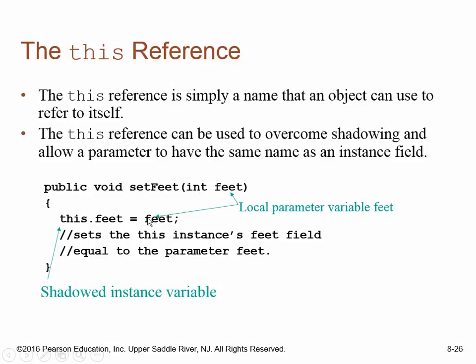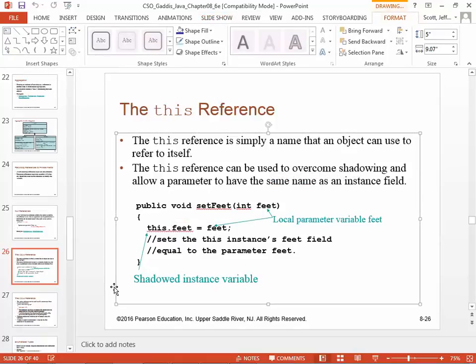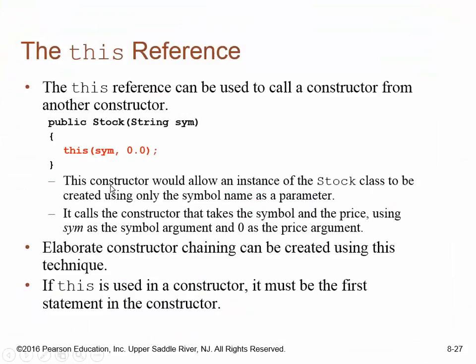So remember, if we have an instance variable defined up here someplace that says int feet, and we want to use the same name in here, we need to say this dot feet. In the line of code that we have right here, if we leave off the this dot, all it's going to do is take that copy and copy it to itself, not to the instance variable. You can use the this reference, as it says there, to call a constructor from another constructor. A little confusing.